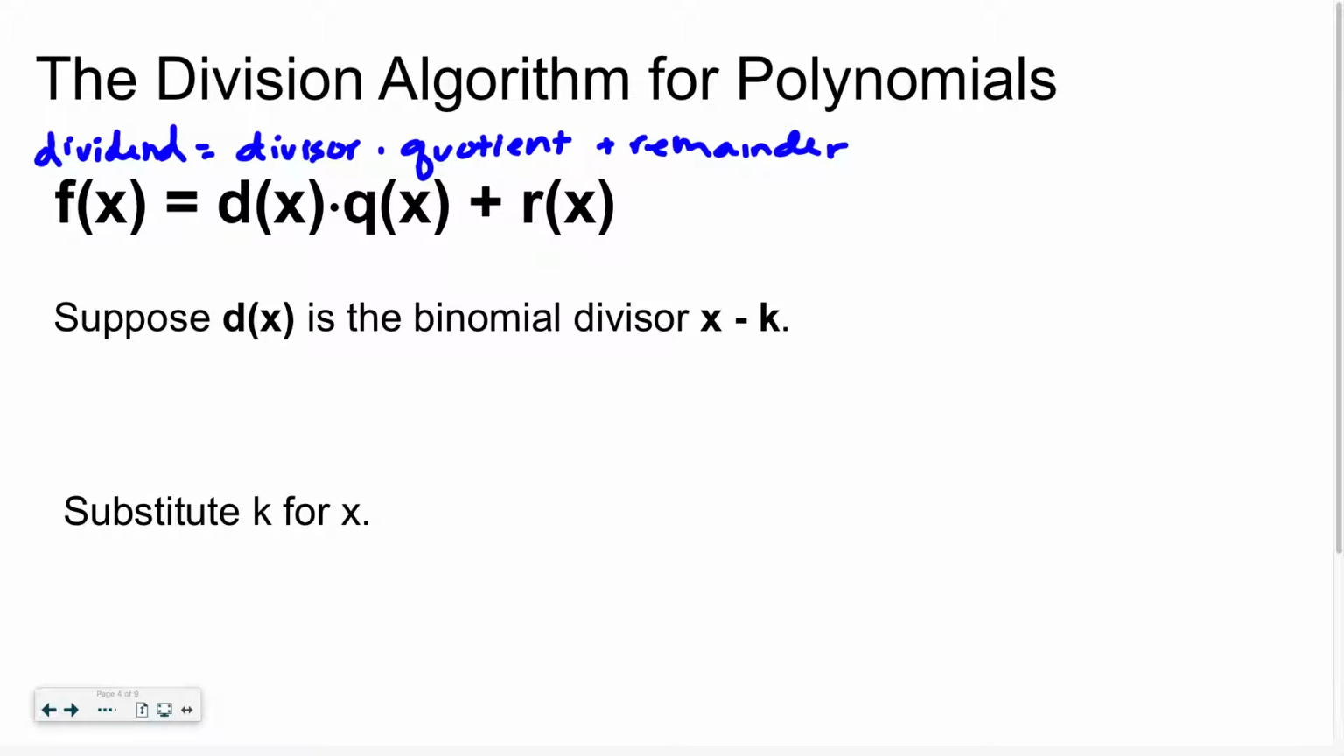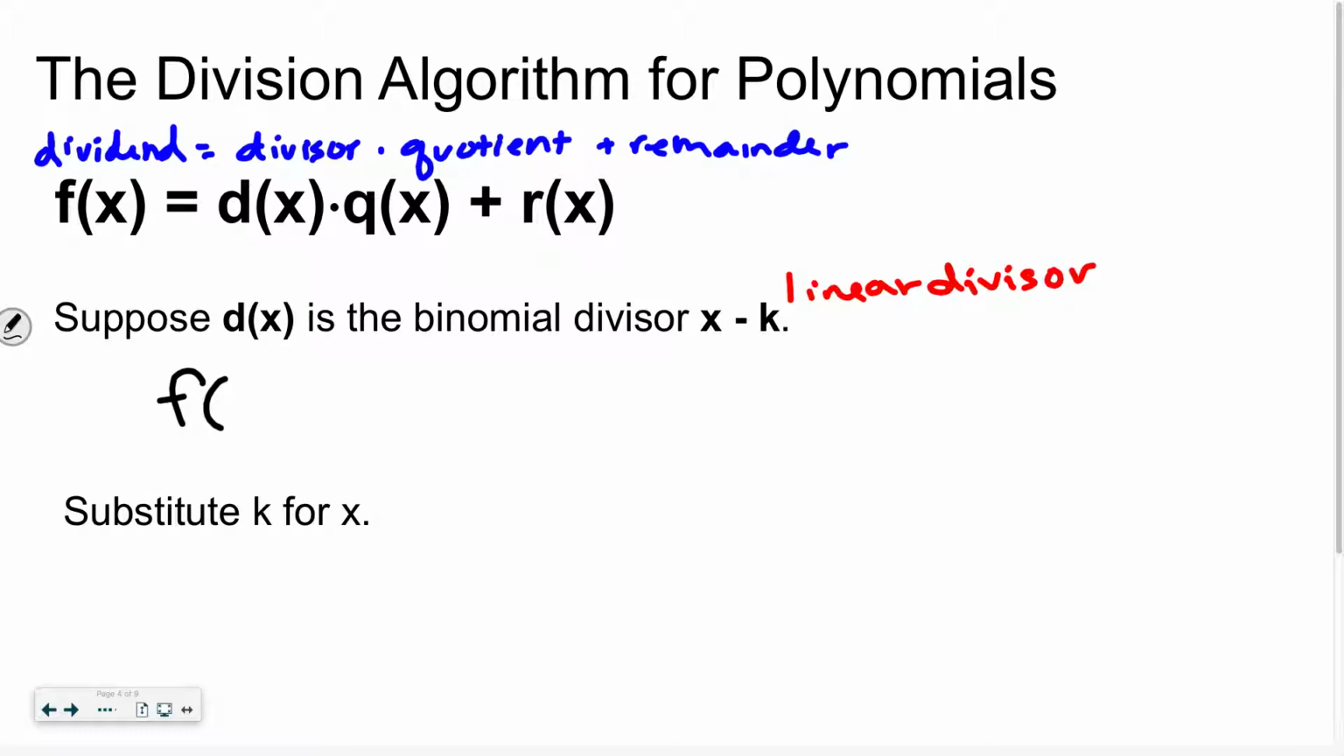Okay, so let's suppose that my divisor polynomial is a binomial divisor, which means two terms, and it's linear, x minus k. So this is a linear divisor. If d of x is equal to x minus k, in the division algorithm, I can replace d of x with x minus k. That's what I'm doing right there.